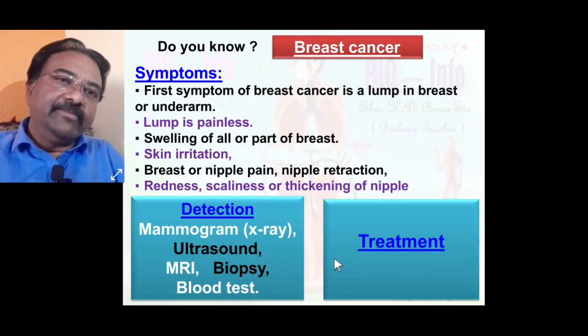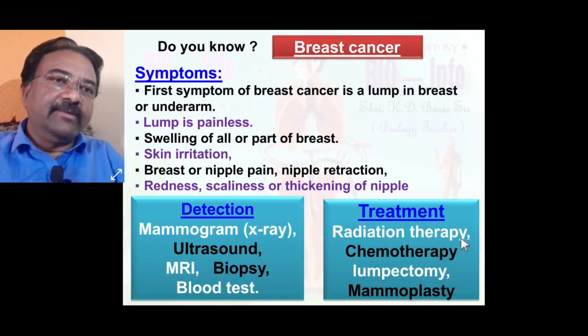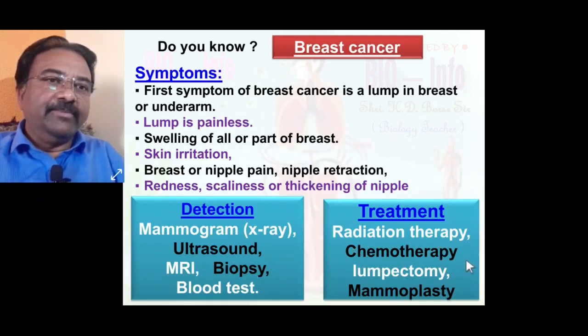What are the treatment measures of breast cancer? Radiation therapy is one of the treatment measures of breast cancer, in which cancerous cells are killed by radiation power. The most commonly used chemotherapy is also a breast cancer treatment, with the help of some chemicals to kill cancerous cells.